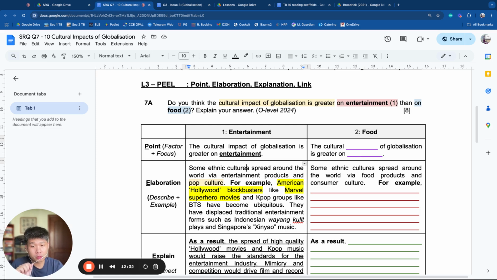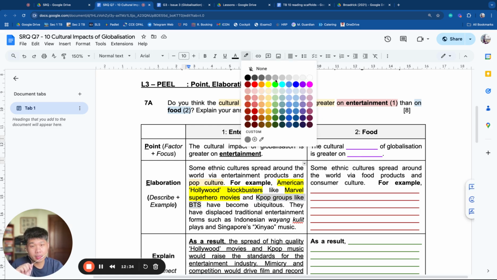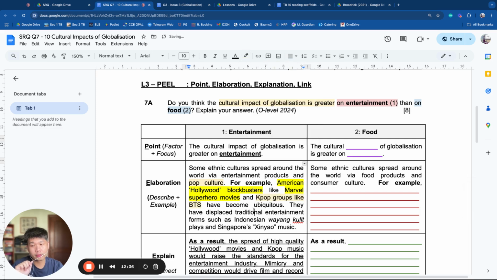So there are also K-pop groups like BTS. And again, I'm sure some of you will have huge amounts of knowledge and you can write it in, sure, and try to use it also to explain the argument. And they have become ubiquitous. This word ubiquitous is a vocabulary gift from me. It means widespread, it means overwhelming, it means everywhere. So something that's ubiquitous is something that is everywhere.